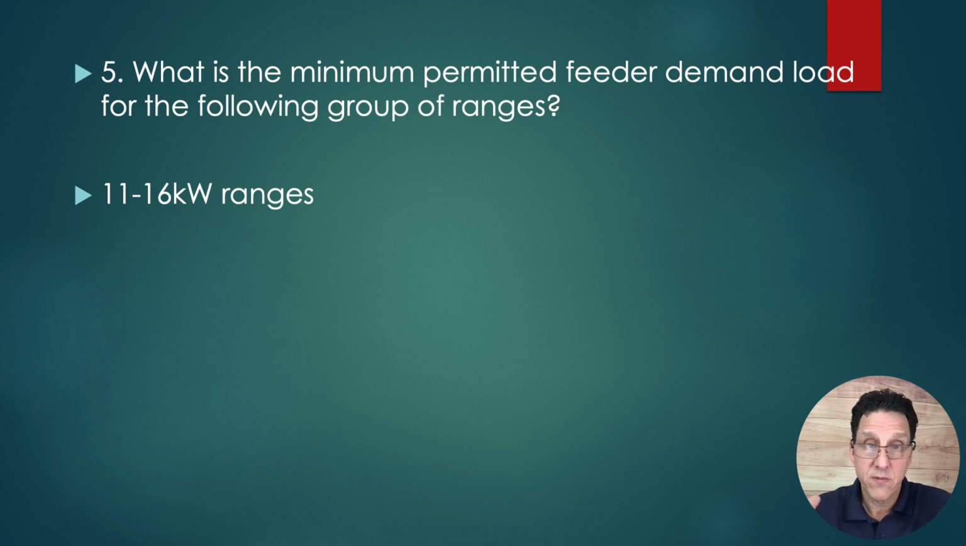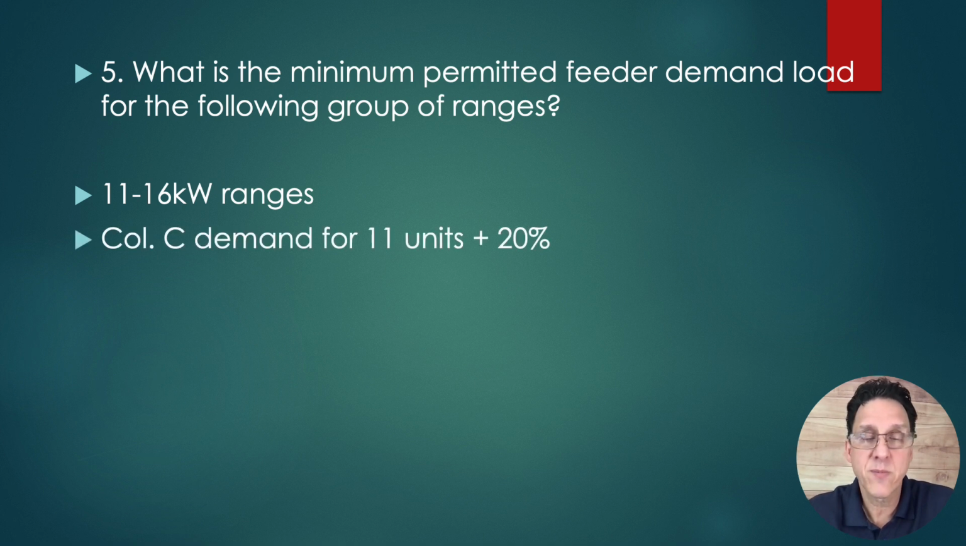So we know the individual nameplates are above 12, so it's column C plus 20% in this case, right? Because 16 kW is 4 kilowatts above 12 kW, so we have to read column C and then add 20% to it. All right, so it's the maximum demand in column C for however many units there are. In this case, there's 11 units. So whatever that number is in column C, we need to add 20% to it.